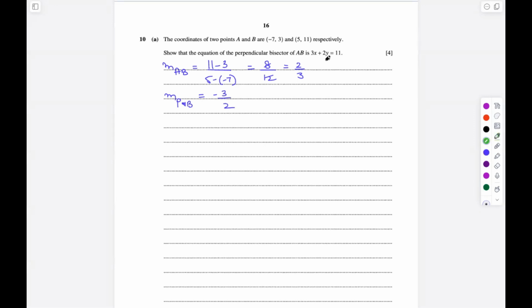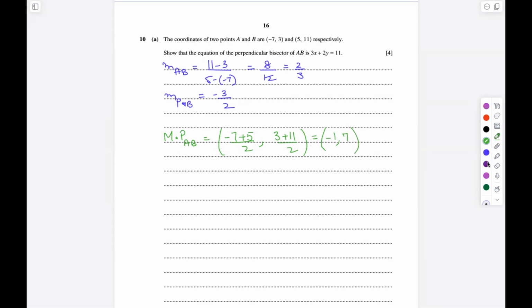Now the perpendicular bisector will pass through the midpoint of AB. So in the next step, we'll find the midpoint of AB. The formula for the midpoint is ((x1 + x2)/2, (y1 + y2)/2). So that is ((-7 + 5)/2, (3 + 11)/2). Simplifying this, we'll get -2/2, which is -1, and 14/2, which is 7.